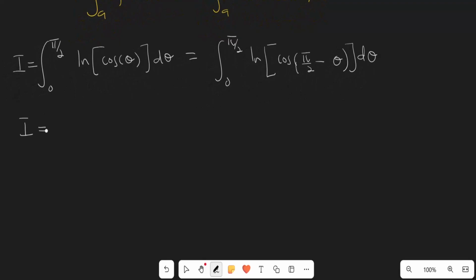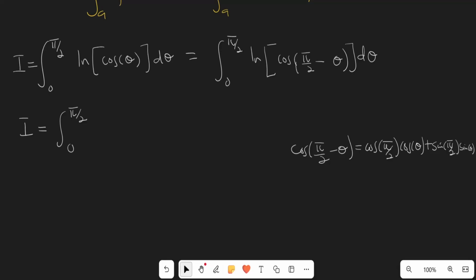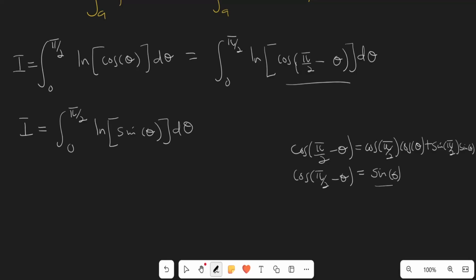So our I now becomes the integral from 0 to pi over 2 of the natural logarithm of cosine of pi over 2 minus theta. You can use the angle subtraction identity, which is cosine of pi over 2 cosine of theta plus sine of pi over 2 sine of theta. Cosine of pi over 2 is 0, 0 times cosine theta is 0, sine of pi over 2 is 1, and 1 times sine theta is sine theta. So cosine of pi over 2 minus theta is the same as sine of theta, and that is going to be the natural logarithm of the sine of theta, d theta.